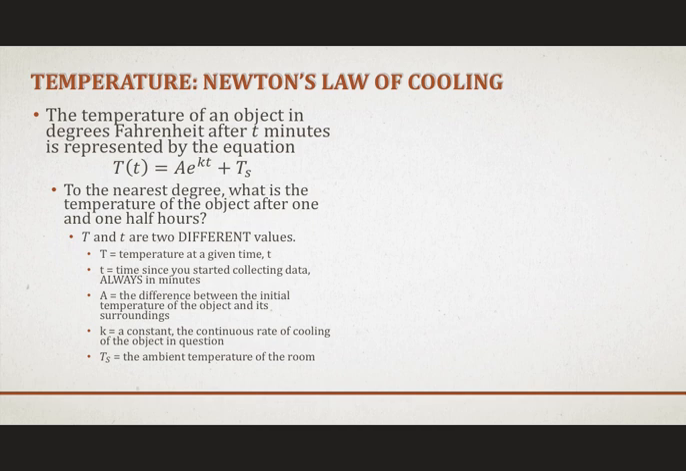K is a constant. This is a continuous rate of cooling for the object in question. K will almost always be given to you. It will be different if it's soup versus a pot you just pulled out of a kiln. There's a constant for each of these types of materials, and once you have those materials down, you get that number. It will be given to you as part of what they're doing.